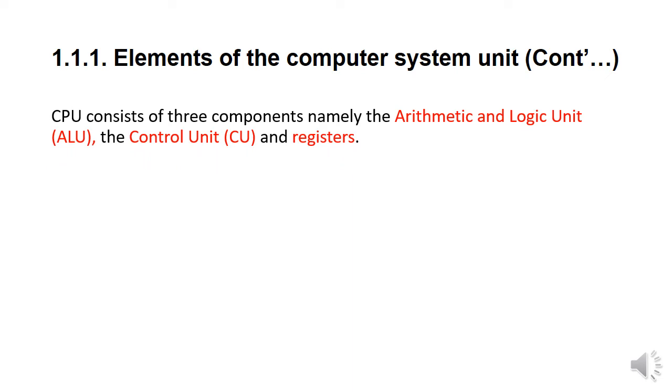Every central processing unit has three main parts, which are the following. We have the arithmetic and logic unit, the control unit, and the registers. Let us discuss the role of each CPU component. Let's start with the arithmetic and logic unit.